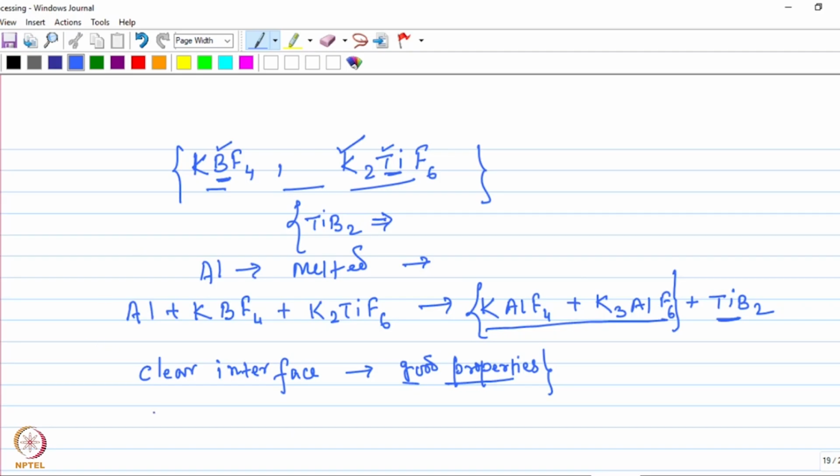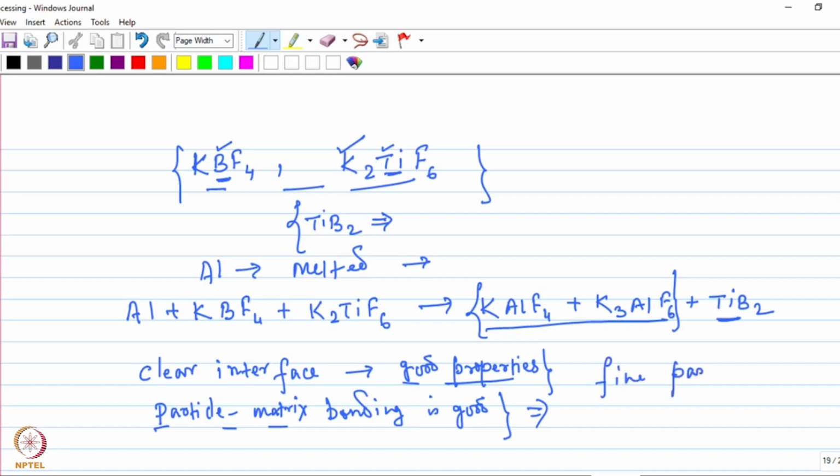Then the bonding is also good, because particles are growing in the metal itself. So therefore, the bonding between the particles and the matrix will be good, and this is again good for the properties. Okay. And apart from that, you can also generate fine particles. And finer the particles, higher will be the strength. Okay. So these are some of the advantages of in situ composites over the ex situ composites.